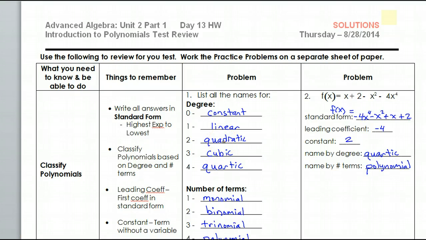Okay. I'm losing track of how many parts this is. I think this is part 4 of our review.